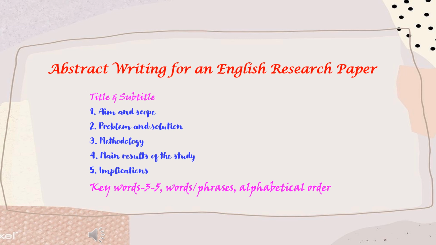You can write either words or phrases and arrange them in alphabetical order. These keywords are necessary for researchers or scholars or experts in your field to recognize the research. That's it. Your abstract is ready.